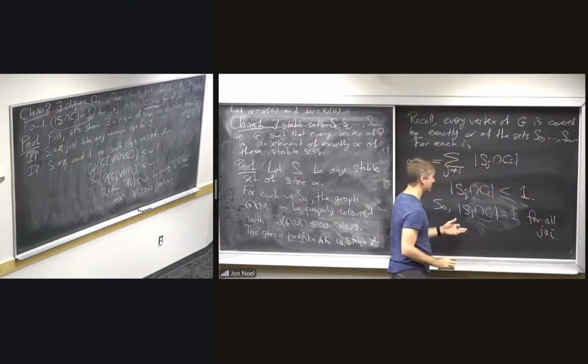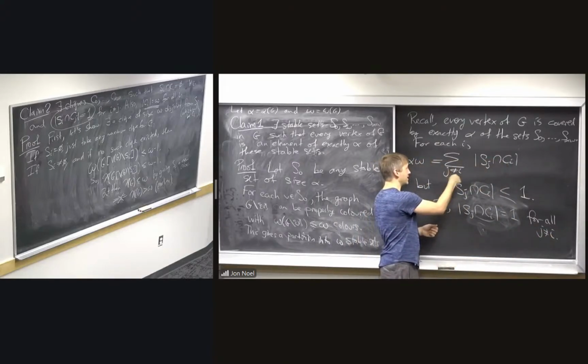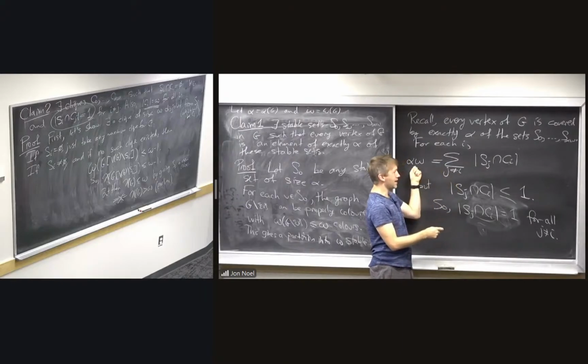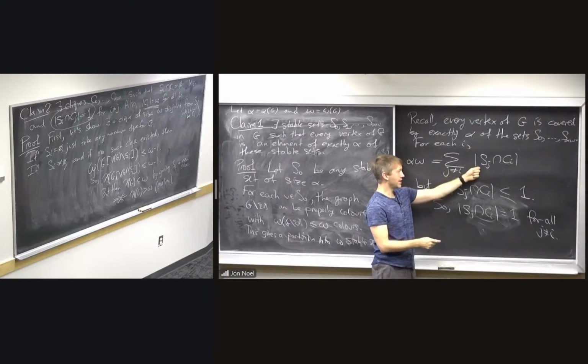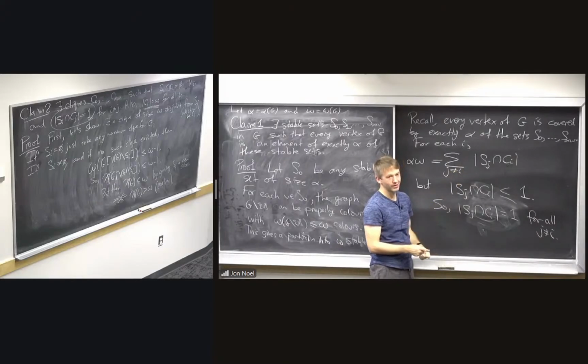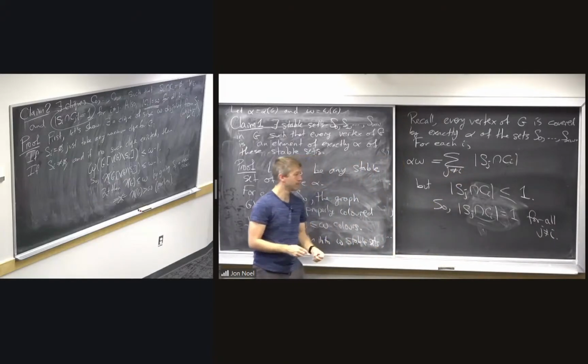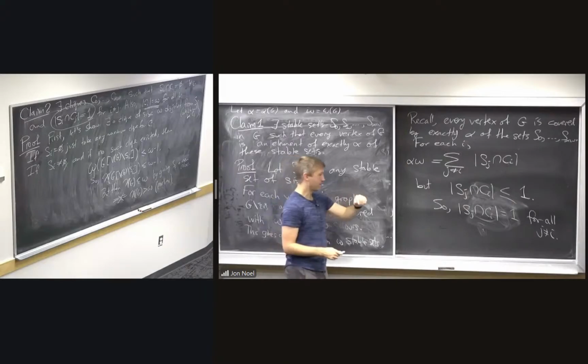Right, because the number of indices here is alpha times omega. It's adding up to alpha times omega. Each thing is at most 1. They've got to all be 1. There's no other choice. Okay, so I think that proves the claim.